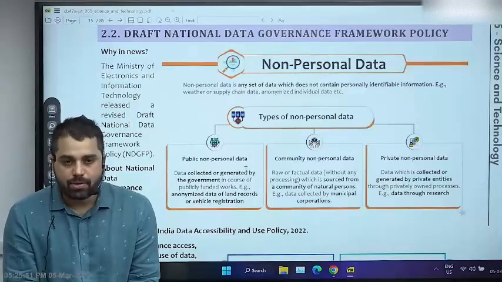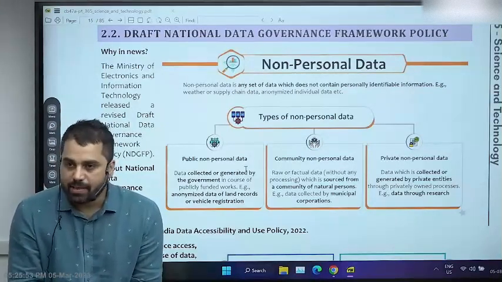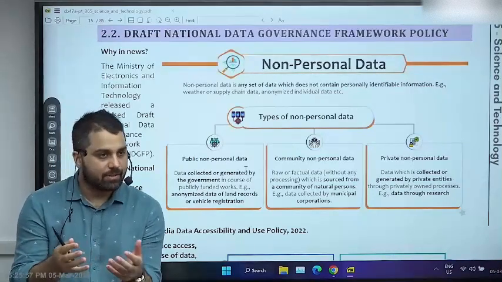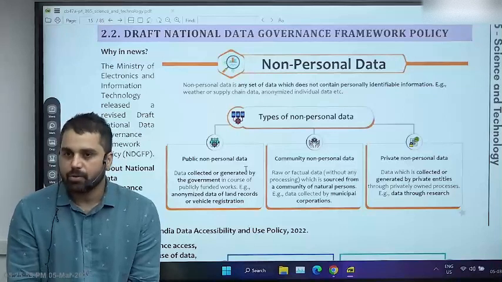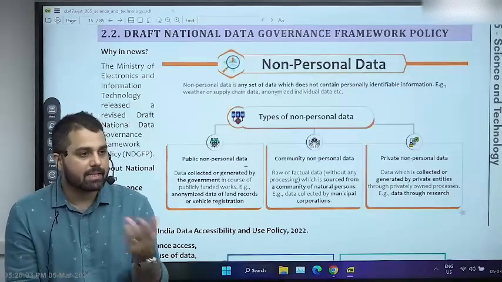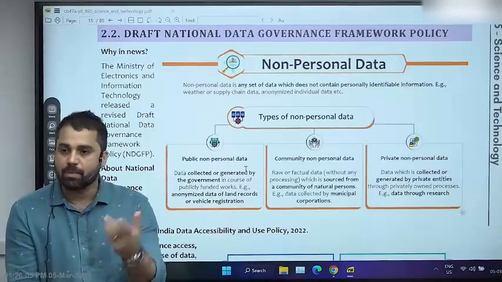So how to ensure that we are going to use data, but at the same time we are not going to divulge the identity of any person. So there is a practice which is called non-personal data, that whatever data is being collected, we can non-personalize it.